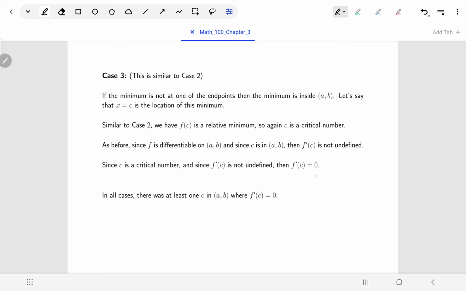So in all three of our cases, whether the max and min were at the endpoints, or the max was somewhere in the middle, or the min was somewhere in the middle, in all three of those cases, we were able to find at least one value of c in that interval where the derivative was 0. And so that is the end of our proof. We've shown that in all cases, if f of a equals f of b and our function is continuous and differentiable, then there's going to be some place inside the interval where f prime is equal to 0.